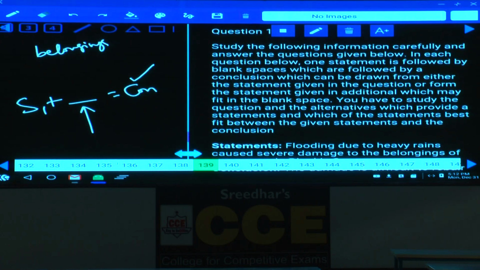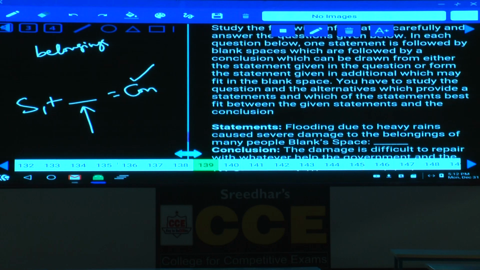Study the following information carefully and answer the questions given below. In each question below, one statement is followed by a blank space, which is followed by a conclusion that can be drawn from the statement given in the question, together with the statement that may fit in the blank space. So the conclusion may come from one statement, or when one statement is not enough, together with another. Do we need to replace the blank with a statement, or does the given statement alone give the answer? That is what the question is about. Then you have to study the question and the alternatives provided.